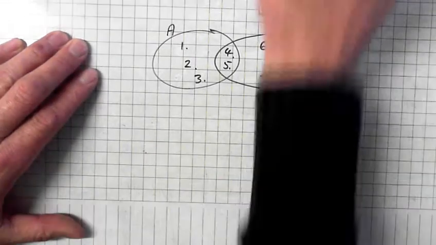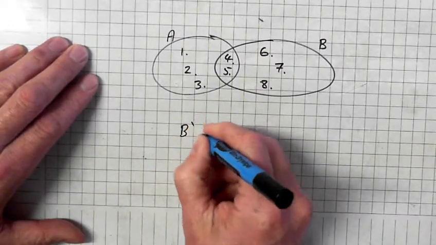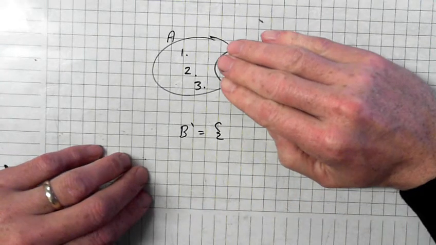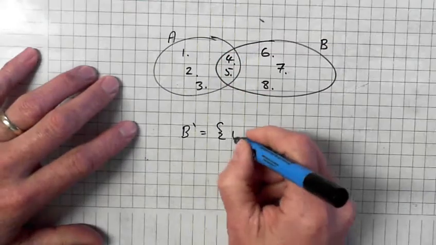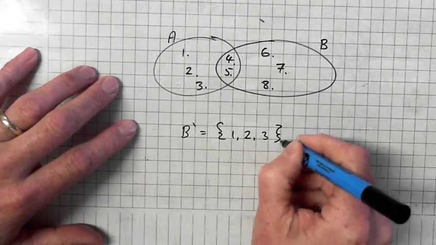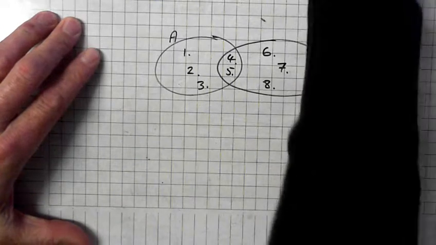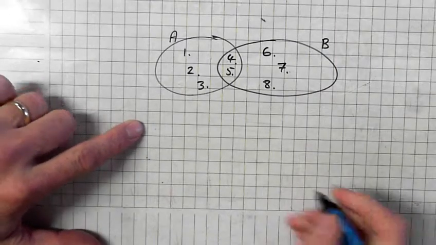Now what do you think the next question is? B complement. A complement was 6, 7, 8, so B complement is 1, 2, 3. Alright. What about the next one?